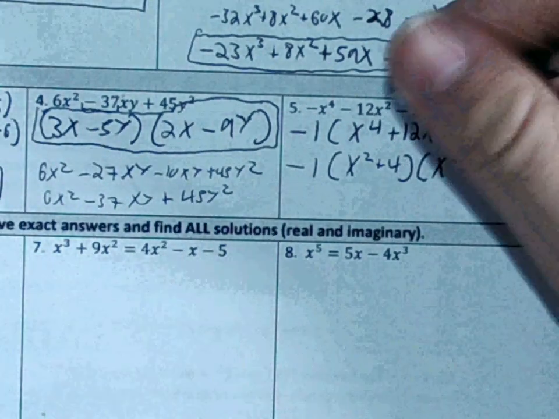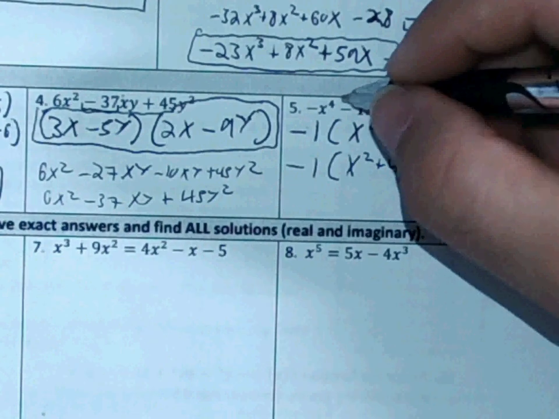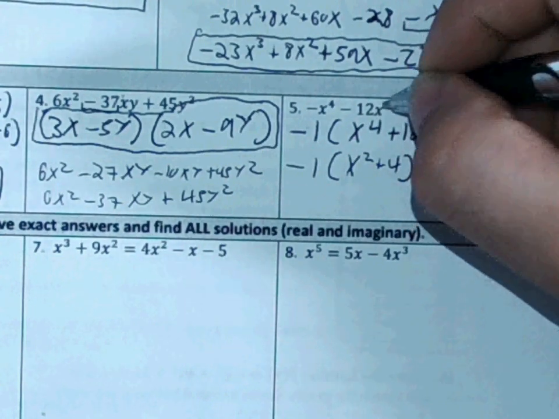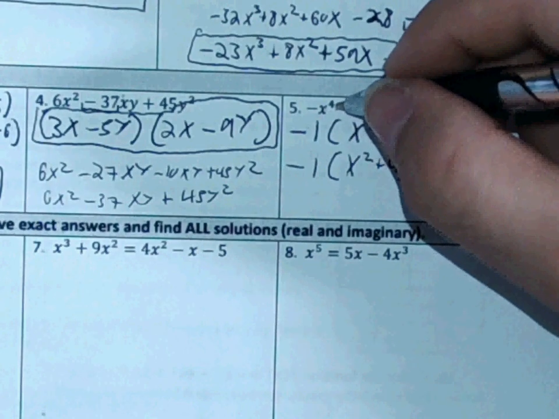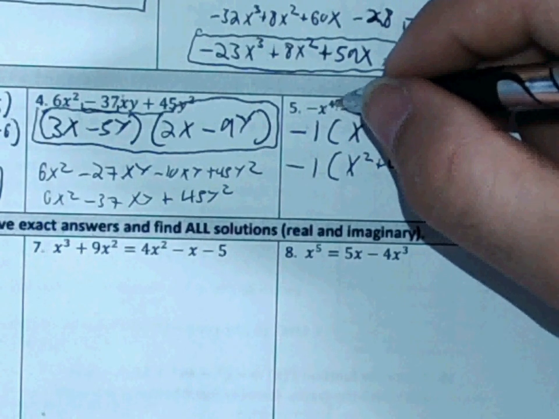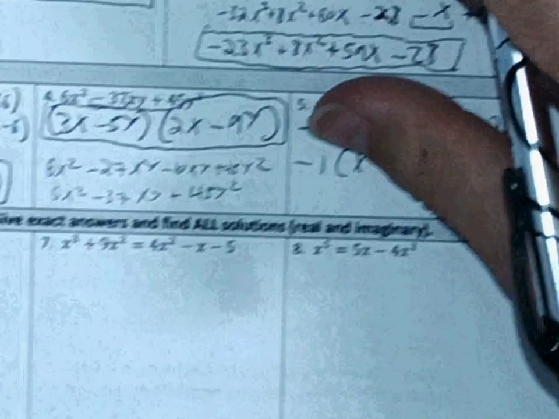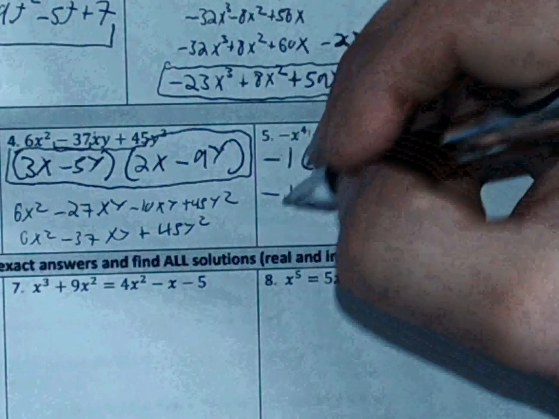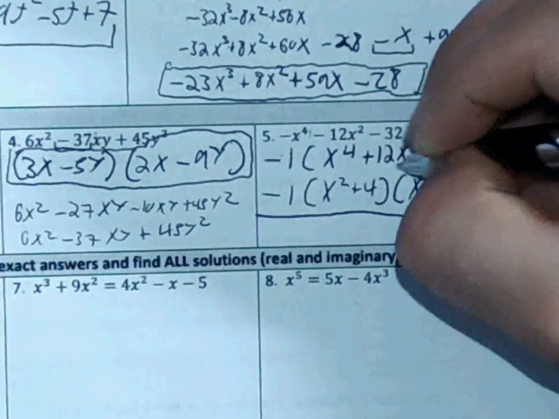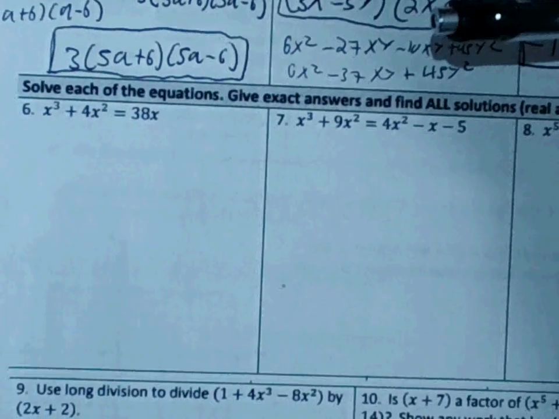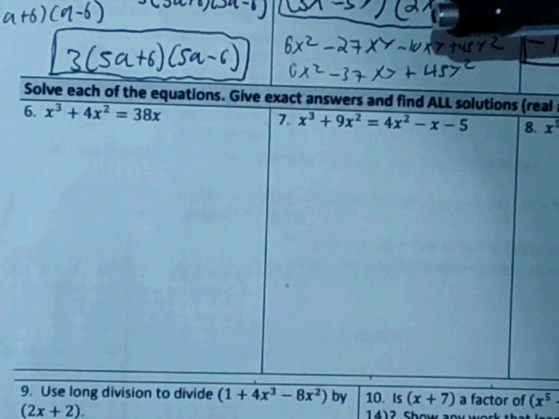So this isn't a quadratic function, but it's in the form of a quadratic function, where the middle term has a degree that's 1/2 of the leading term, and then you have a constant at the end. So we box the answer. That's number 5. For number 6, we have x cubed plus 4x squared equals 38x.